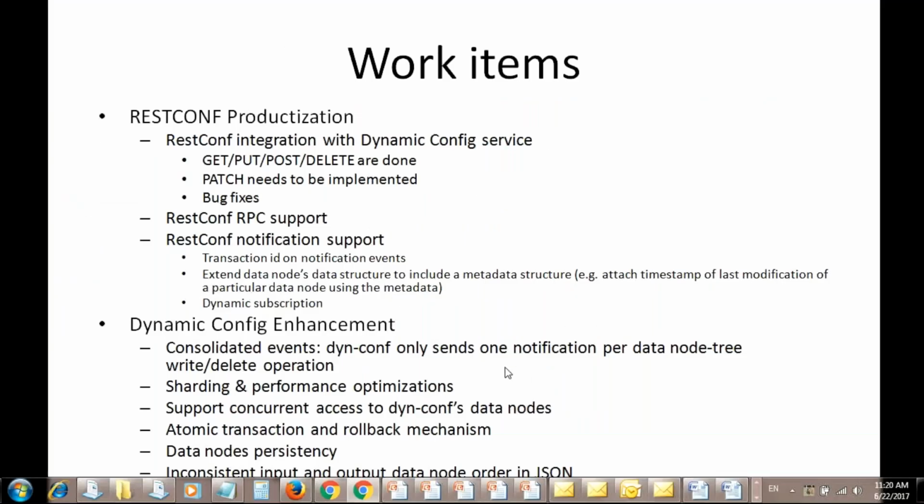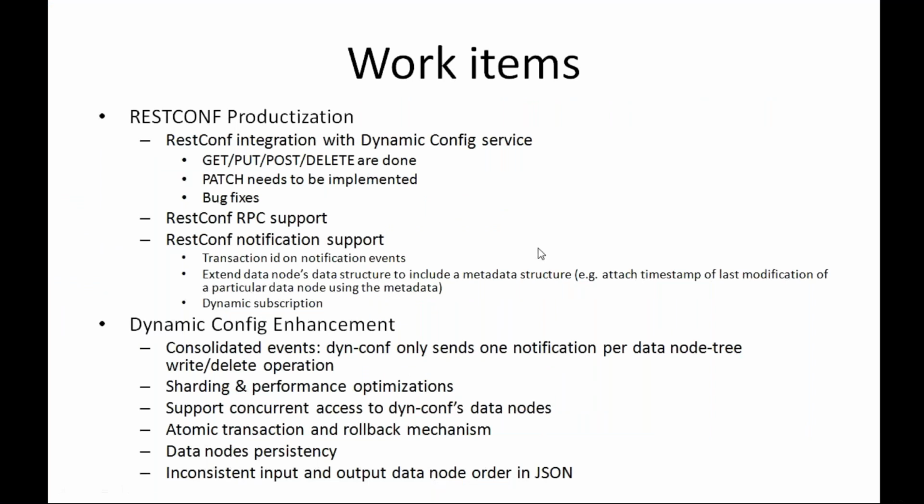Henry already explained to us the inconsistent input and output data node order in JSON. I think this would be a very useful thing to implement and would greatly improve the readability of the output from dynamic config. Okay, so the question that I was asking the crowd is, what are the additional items that you see under these two categories?